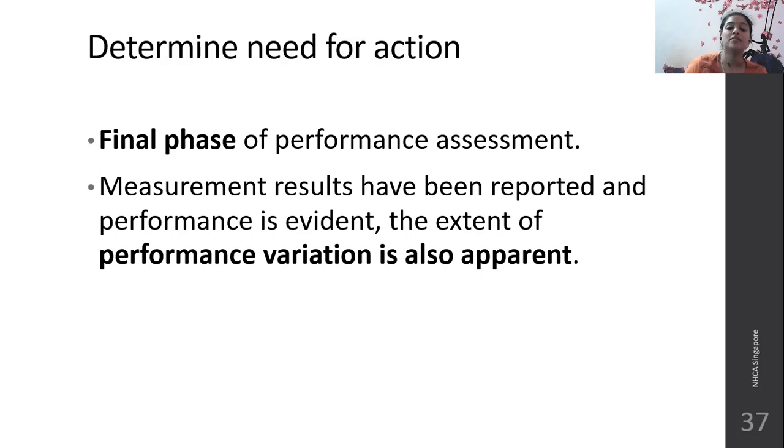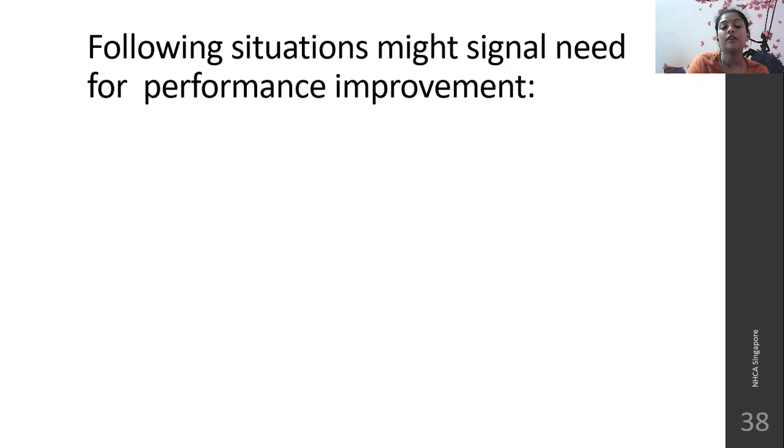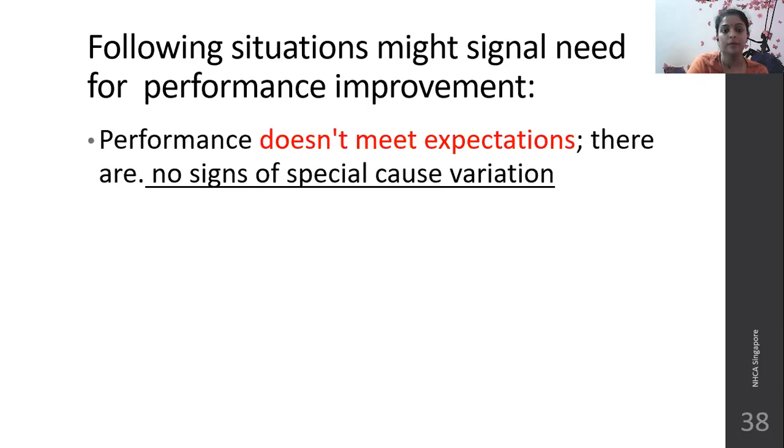Determining the need for action is the final phase of performance assessment. So measurement results have been reported and performance is evident, and the extent of performance variation is also apparent. After all these areas, you will determine the need for action. So the performance gap is the difference between the actual performance and expected performance. Before you take an action, you have to see how big the performance gap is.